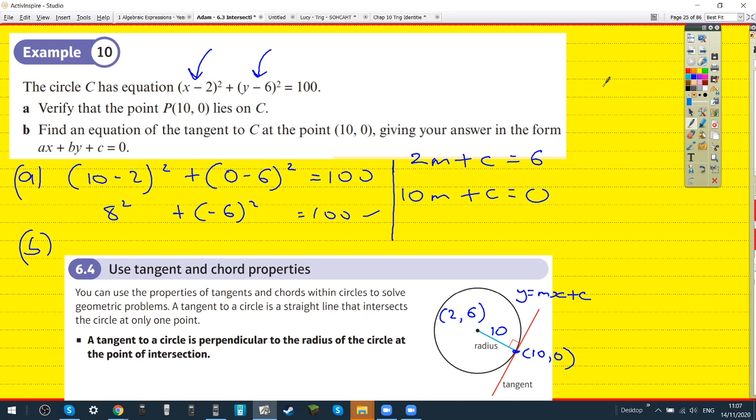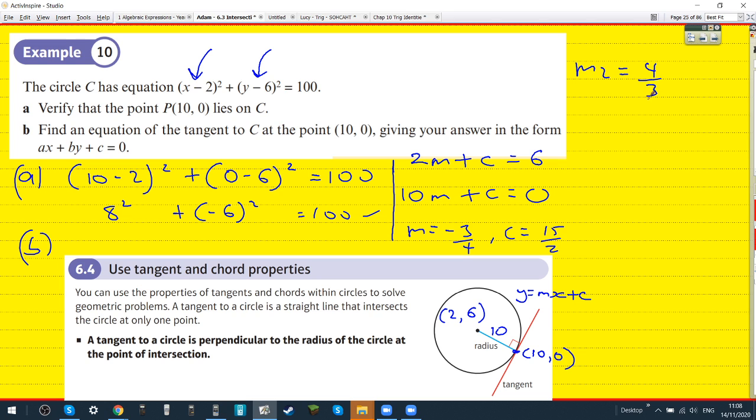So m is minus 3 over 4 and c is 15 over 2. So the gradient of the radius is minus 3 over 4. What is the gradient of the tangent? 4 over 3. Very good. So m2 is 4 over 3. How do we use that to get the equation of the tangent?